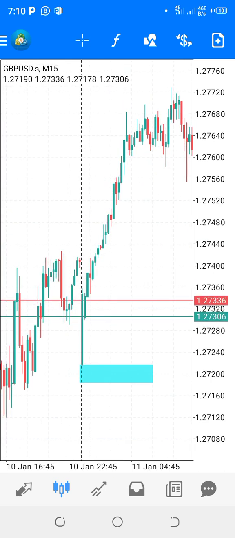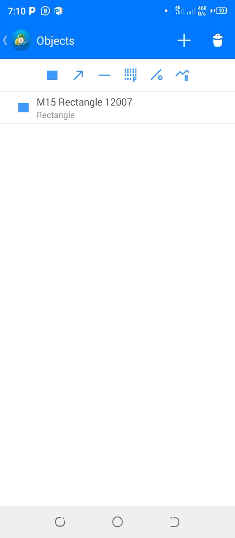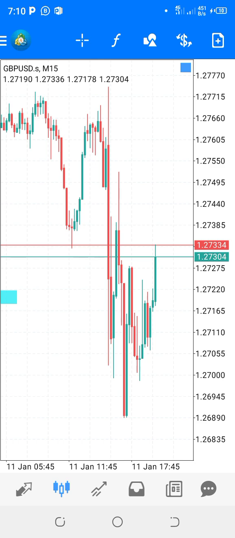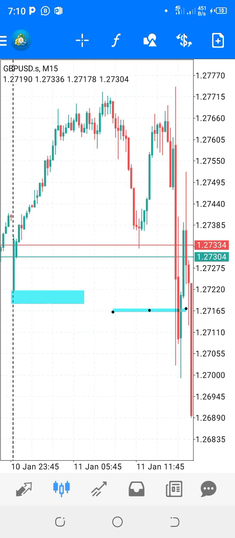The second thing to mark is the impulse break or continuation level, impulse break or continuation level.